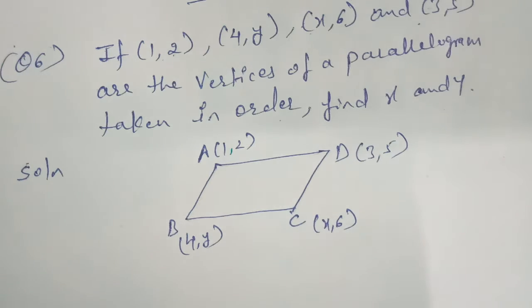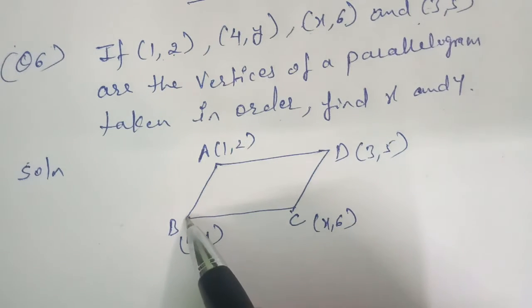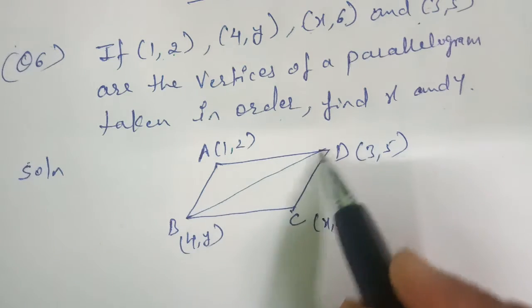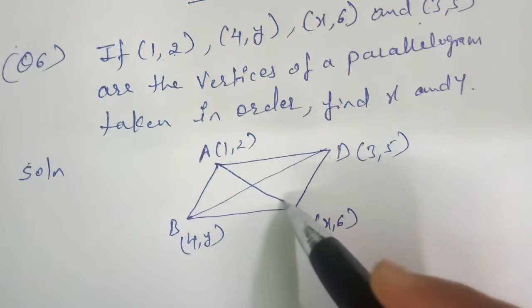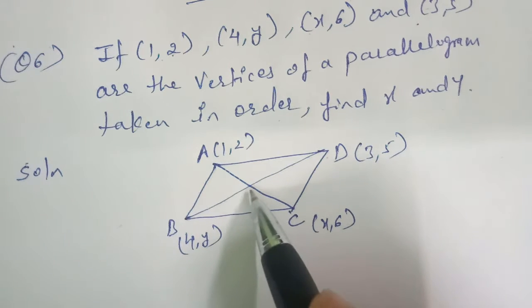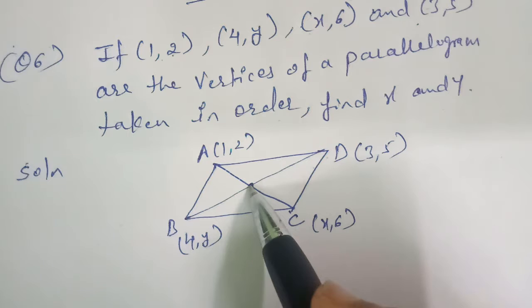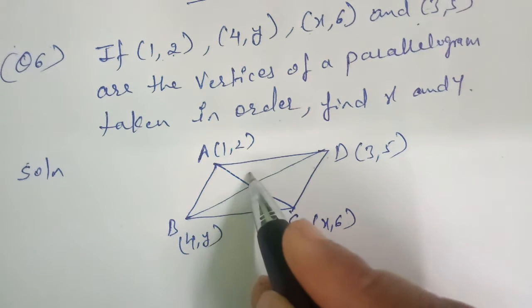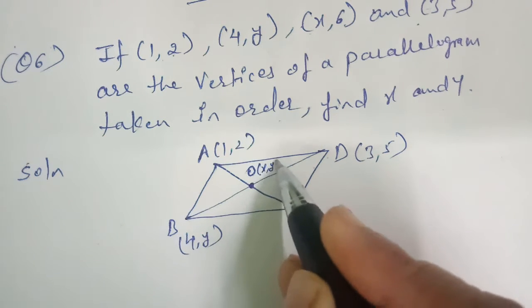Now for finding the value of x and y, we are going to draw the diagonals. We join the opposite vertices. BD is a diagonal, AC is a diagonal. When we draw the diagonals, we observe that they intersect each other at a point. Let this point be O and its coordinates be x and y.